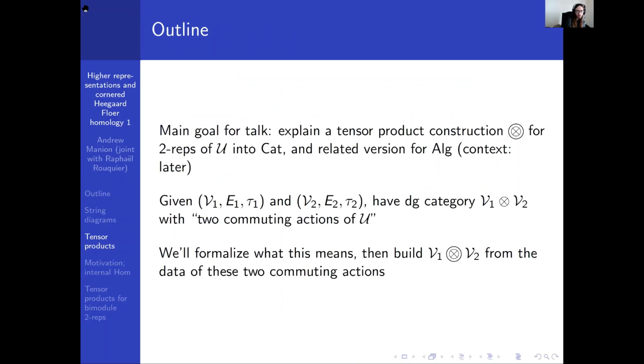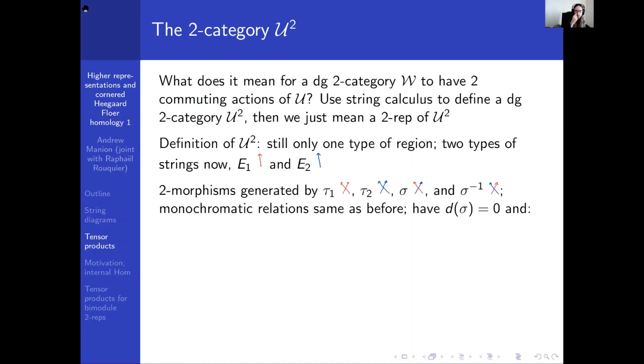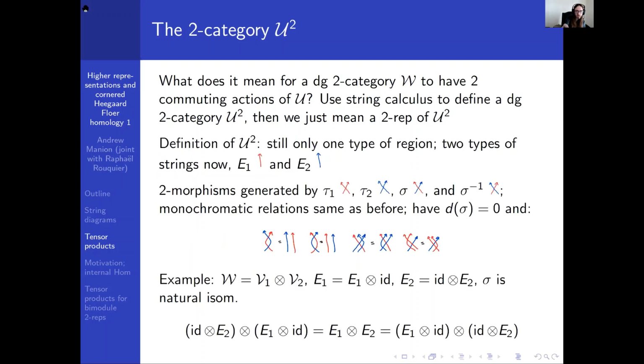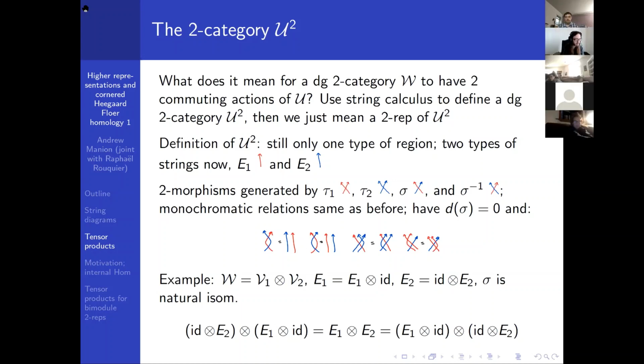assuming I have the data I started with on the other slide. Okay, V1, E1, tau 1 and V2, E2, tau 2. I should be able to get a two representation of U squared into Cat, and I'm going to do it as follows. Well, the region I'm going to take to be this DG category W, which I define to be the tensor product as DG categories of V1 and V2. Okay, and then my two colors of strands, those get represented as endofunctors of W given by this E1 endofunctor of V1 tensored with the identity on V2, and then the E2 endofunctor of V2 tensored with the identity on V1. And then sigma, well, in this bottom displayed equation, it says what sigma is.